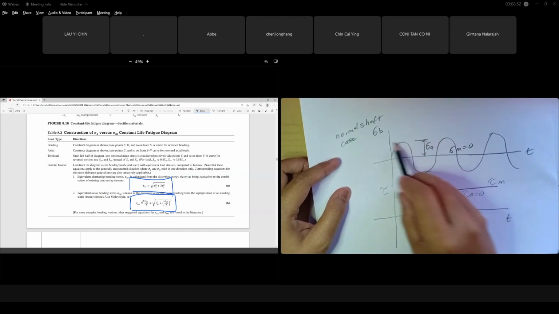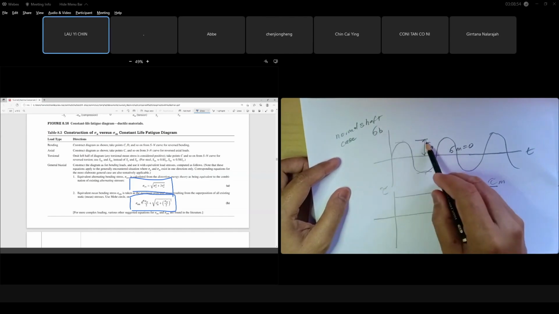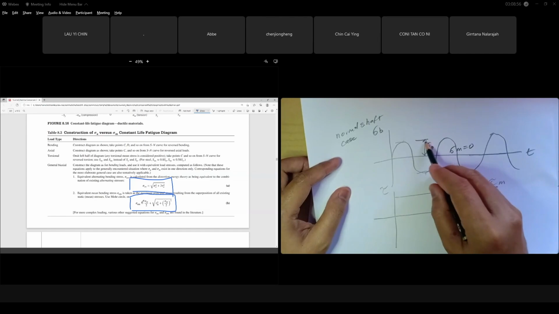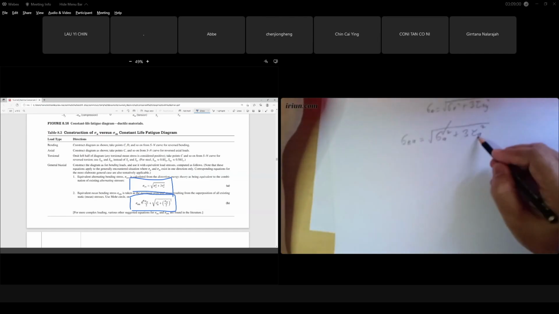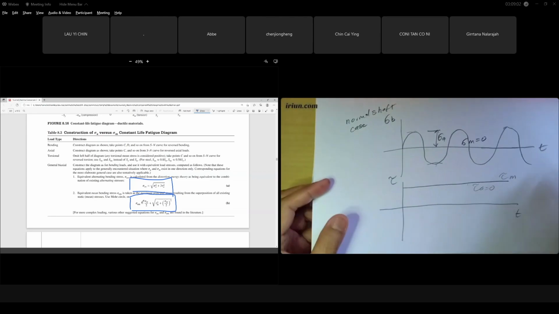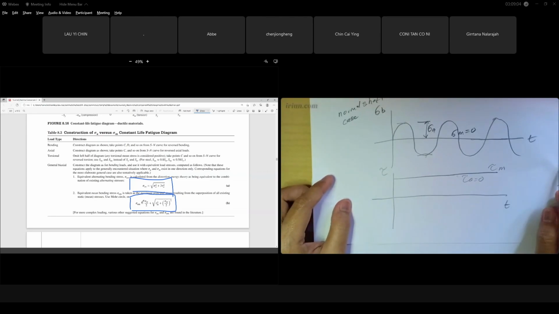Ada tak? Ada kan? Bending. Pasal bending ada sigma. Sigma is bending. Tau tu torsional. Okay, torsional. Ada kan? Amplitude. Yes, we have value this one. Okay, tau amplitude untuk case shaft. Do we have amplitude untuk tau?